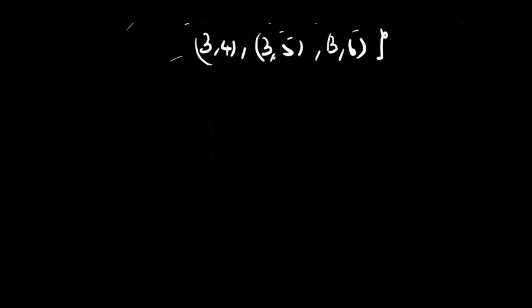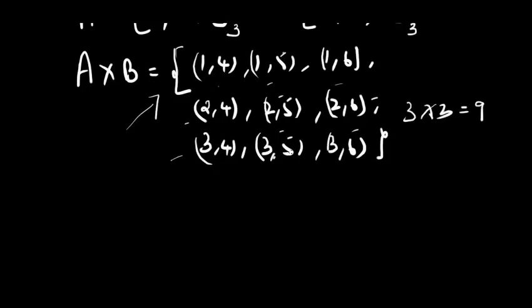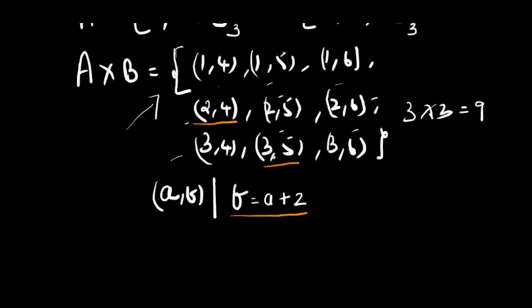Now what I'm going to do is consider ordered pairs from the Cartesian product A cross B, or A comma B, in such a fashion that the second element is 2 more than the first element. Okay, so let's see what are the ordered pairs which satisfy this condition. I can see that 2, 4 satisfies the condition, so does 3, 5. These two ordered pairs satisfy this condition. And what is this condition? This condition is called a relation.